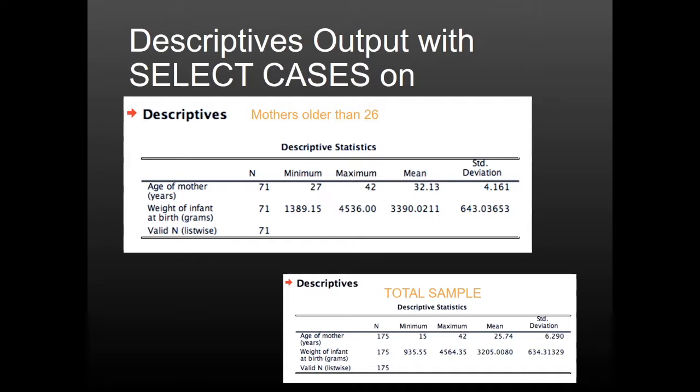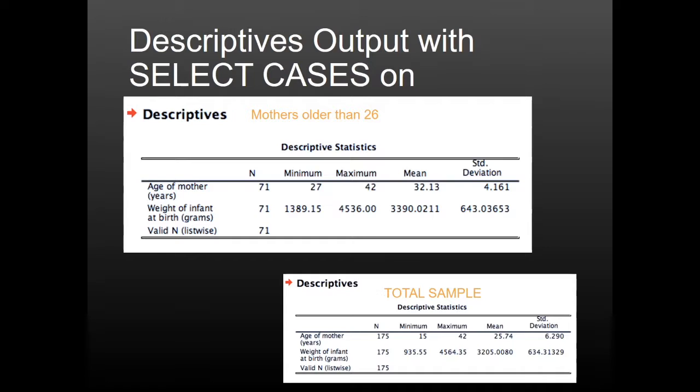When we use the select cases procedure and select only those mothers older than 26, we run the descriptives on those same two variables, and the top is where you have the descriptive statistics for that option with the mothers only older than 26. So there's a total of 71 individuals now instead of 175 included in the analysis. There's a minimum age of 27, which is good because we wanted anyone older than 26. But the maximum is still the same as in the total sample, 42.